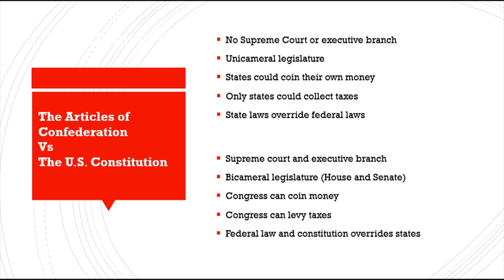However, the biggest difference lies in legal supremacy. Under the Articles of Confederation, state laws and state constitutions overrode federal laws every time. However, under the U.S. Constitution, federal laws and the U.S. Constitution override state laws every time.